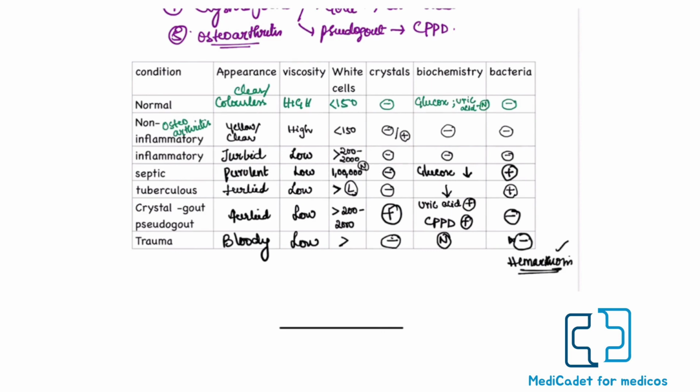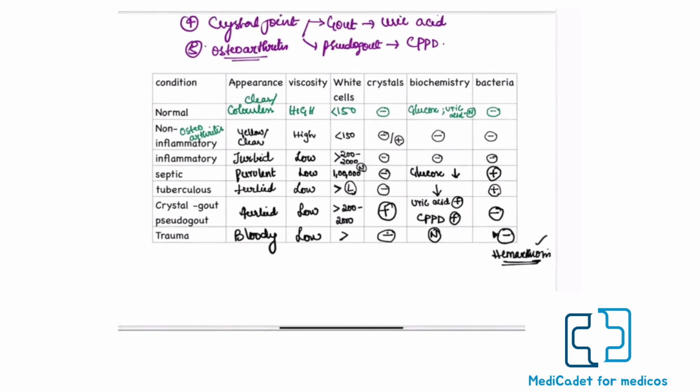Hemarthrosis, right? So fluid volume also will be high in case of hemarthrosis. In case of septic, this is purulent with a high amount of cells, that is WBCs, and there is decreased glucose, right? And your bacteria cultures are positive in your synovial fluid analysis. So this is how you come to a conclusion of various disorders of joints using your synovial fluid analysis.